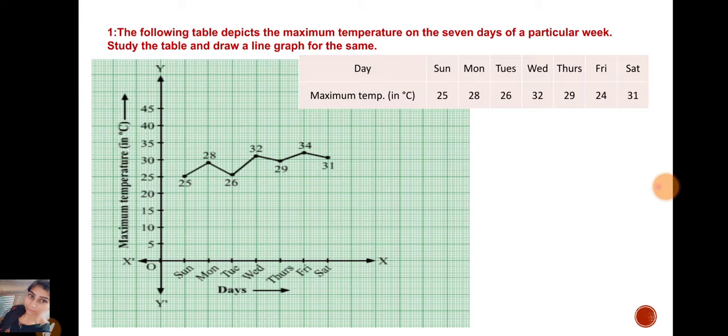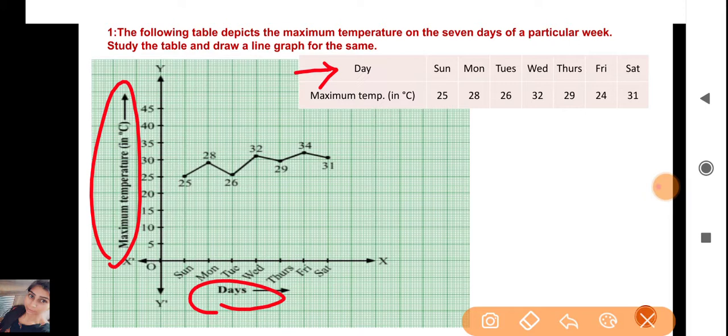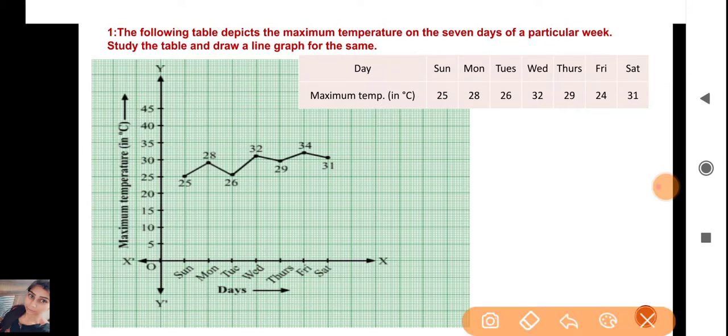Now just see, this temperature is somehow dependent on the days. That means my day is independent and my maximum temperature in degrees Celsius is dependent. So the independent will be on the x-axis, and the dependent will be on the y-axis. The next thing, on the x-axis you can assign these values. As you can see, for each box you can just write down the names of all these days.